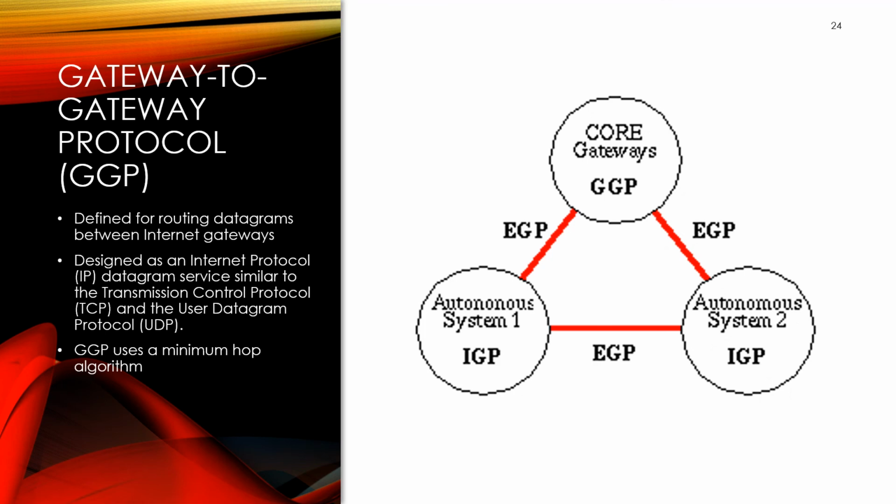And the Gateway-to-Gateway Protocol, GGP, is an obsolete protocol defined for routing datagrams between internet gateways. The Gateway-to-Gateway Protocol was designed as an internet protocol datagram service similar to TCP and UDP, but it was classified as an internet layer protocol.